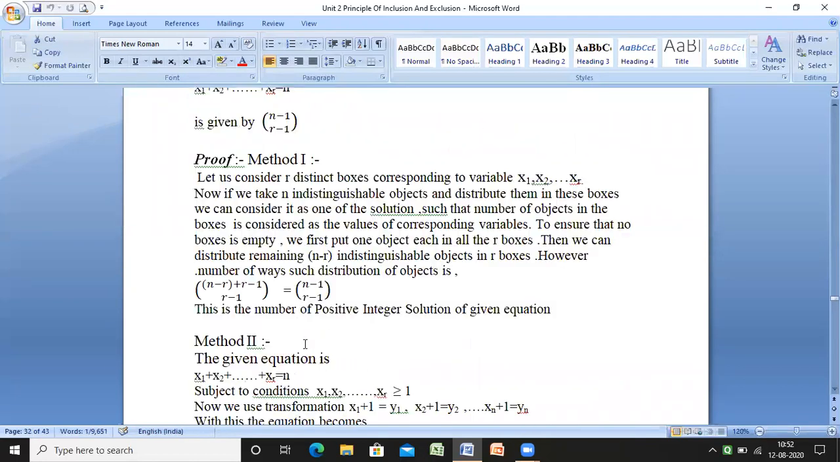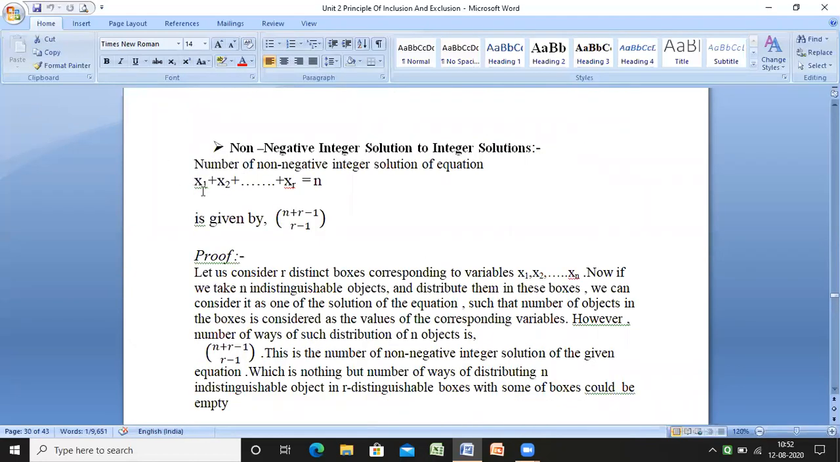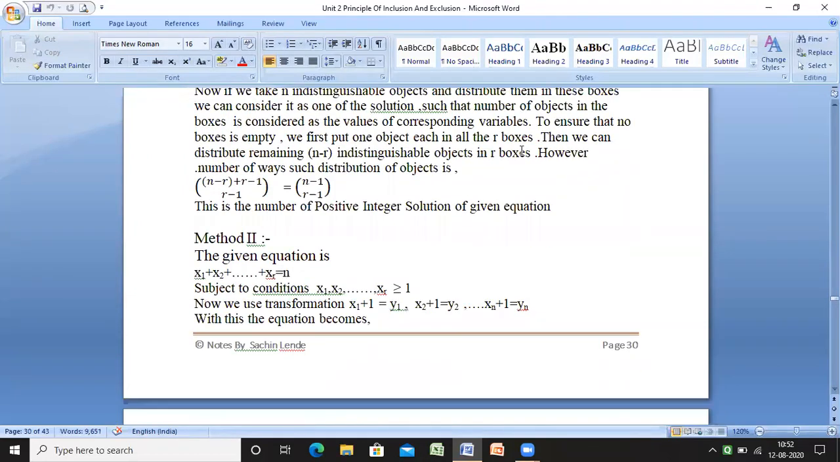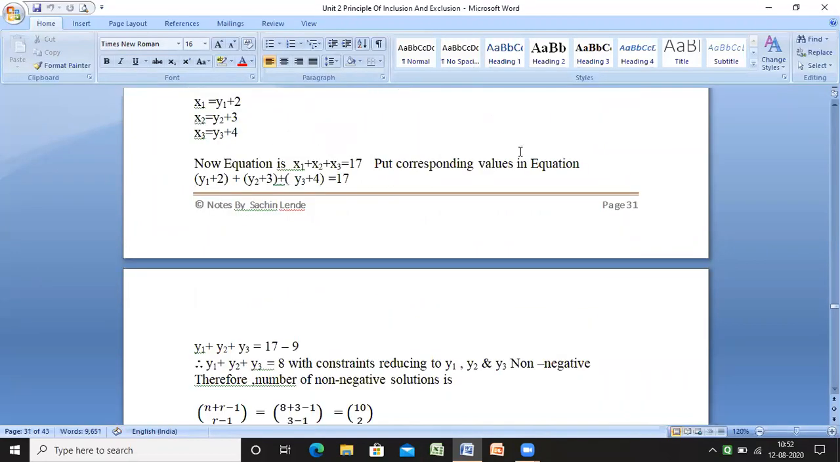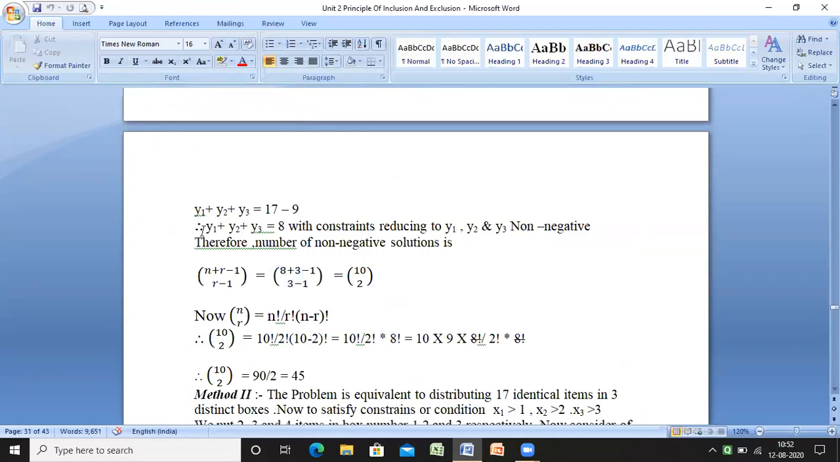The equation we already defined in the non-negative integer solution is x1 plus x2 till xr equal to n. On the right hand side of the equal symbol is the n value, and then these are the number of terms: 1, 2, 3, 4, 5 till r terms. So in this equation, how many terms are there? y1 plus y2 plus y3. That means only 3 terms: y1, y2 and y3.